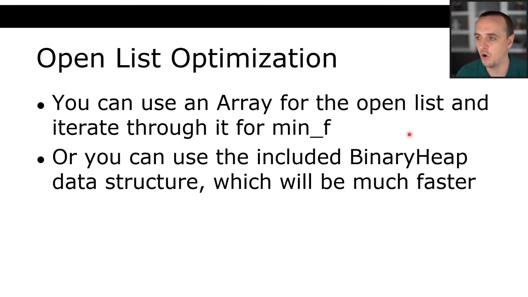Next, I have an open list optimization. What I recommend for your assignment is to use an array, as we've been doing, for the open list, and then we iterate through the open list to find the minimum F value. However, what I said in the class was that you can use a priority queue data structure. So if you want, in the assignment, I have included for you a binary heap data structure, and that will be much faster than doing the naive traversal through an array.